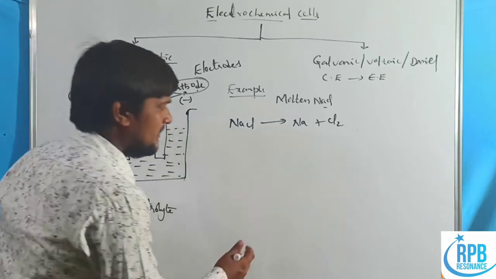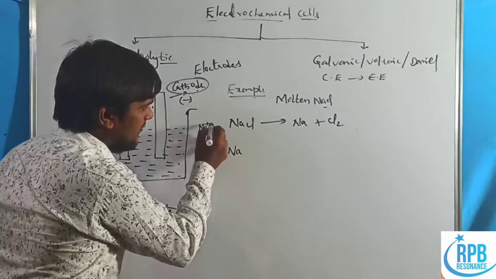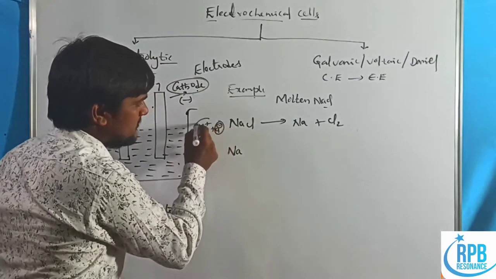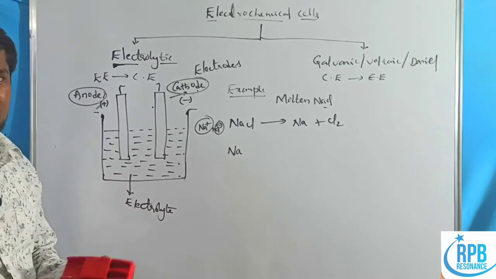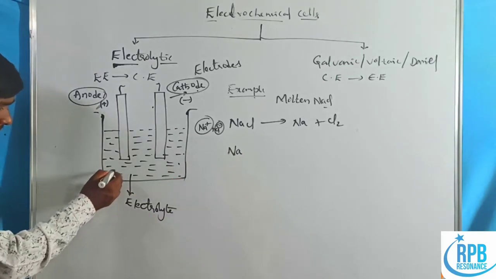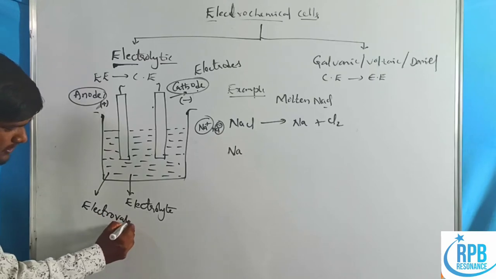Now let us discuss the detailed analysis of that. Simply, here we have Na+ and Cl-, the ions of sodium chloride. In these types of electrochemical reactions, the electrolyte always has an electrovalent bond.